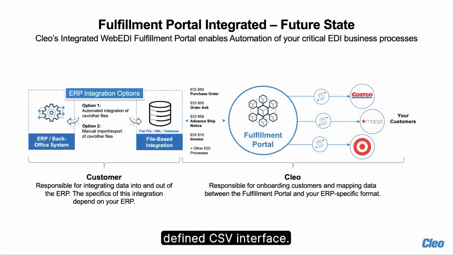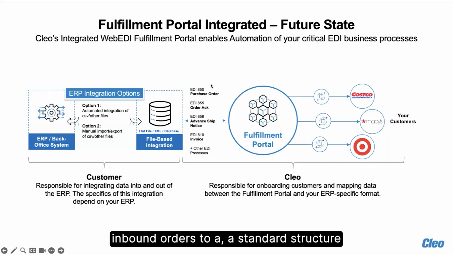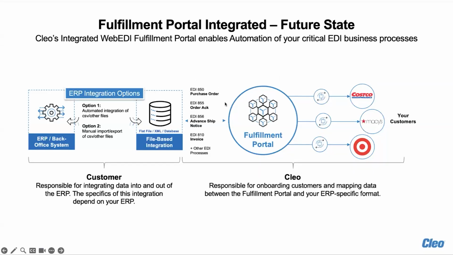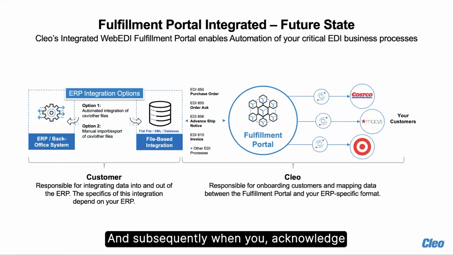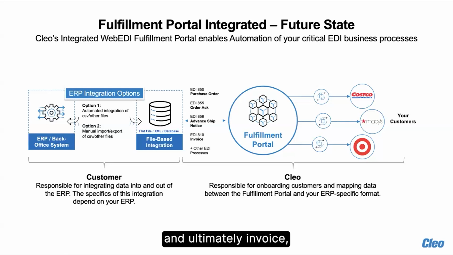It actually has a really well-defined CSV interface, so we can produce and basically convert inbound orders to a standard structure that we pass to Fishbowl. It knows how to ingest and then just creates the order automatically inside of the system. And subsequently, when you acknowledge and provide shipment information and ultimately invoice, that same data comes back out of the ERP in this case in a similar format. We pick it up. We know how to convert back to these actual EDI document structures per your customer's requirements. And we just simply convert that automatically.